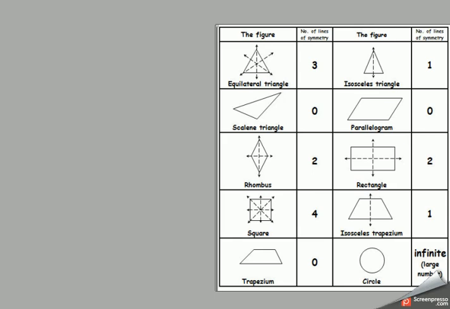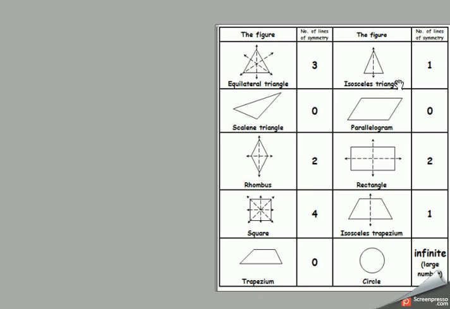Now we'll revise with each other. This equilateral triangle has 3 lines of symmetry. Equilateral triangle, 3 lines of symmetry. This is the first line, second line, third line.